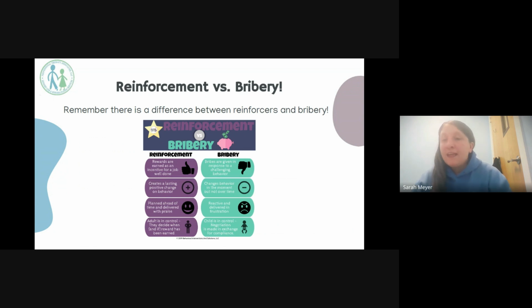Bribery, on the other hand, is often given in response to a challenging behavior, typically delivered out of frustration or irritation. It's your example of a child crying in the grocery store for a candy bar. If you give the ultimatum, okay, if you stop crying and stand up, then you can get it, that's going to be a bribe over reinforcement. With bribery, in this situation, the child is in control and they're really determining when that prize or that reinforcer is going to become available. So it's just very important to remember that reinforcement is a natural part of human behavior. And again, it's something that when done correctly will help build up that intrinsic motivation for kids to want to become more independent.